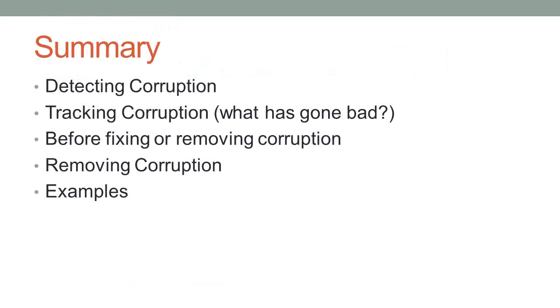Okay, so on to the summary page, and then we'll have questions. At this point, the thing you want to keep in mind is detecting corruption. There's a lot of different ways to find out about it. Once you start tracking it to find out what's gone bad, you want to make sure you understand what exactly is bad or missing. Before fixing or removing corruption, you always want to make sure that you have a way to get back to a known state that you're in right now, so you at least don't do any harm or make it any worse. And then you go through and remove the corruption.